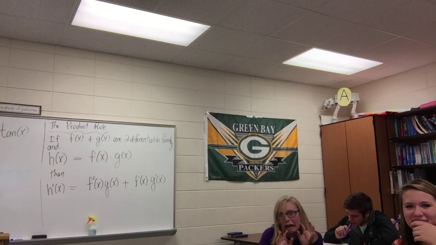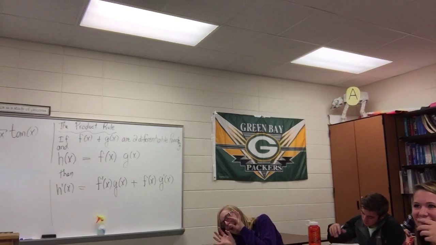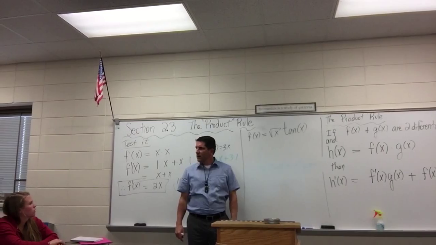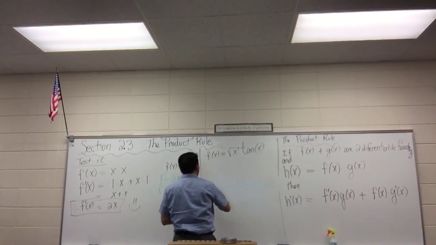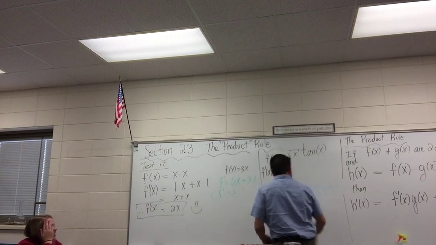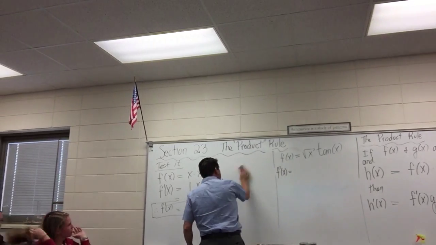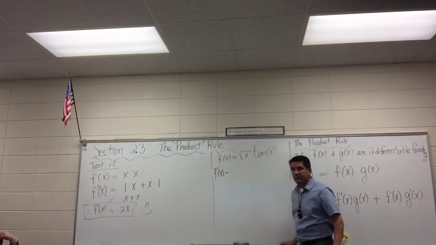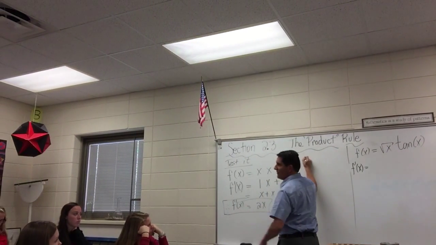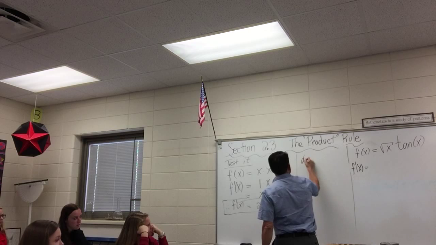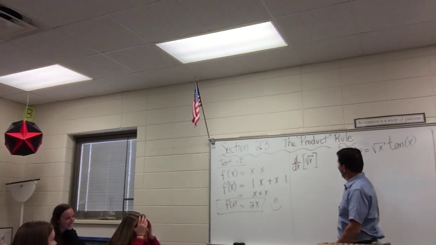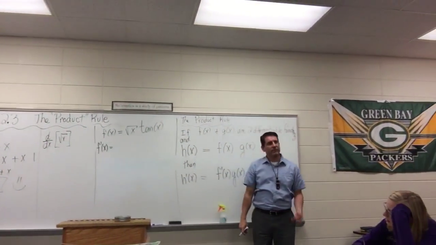All right, you get an answer here? Yes, no? Hey, wait a second. Did we do any square roots yet? Okay. F prime of x equals. So, according to the product rule, we've got to find the derivative of the square root of x. Okay? So I'm going to do this on the side, so watch this here. The derivative with respect to x of the square root of x. So what's the derivative of the square root of x?